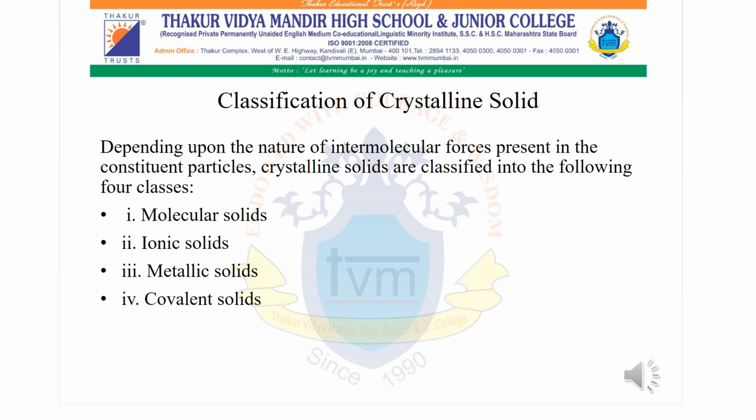Let's come to the new topic, classification of crystalline solids. Depending upon the nature of intermolecular forces present in the constituent particles, crystalline solids are classified into four classes: molecular solid, ionic solid, metallic solid, and covalent solid. Let's now see what we have in molecular solids and its different constituents.